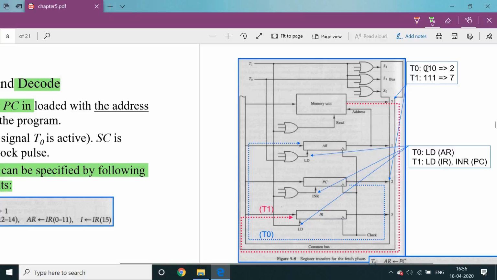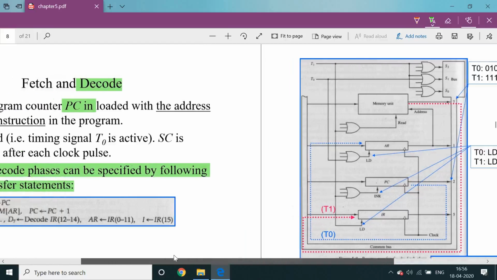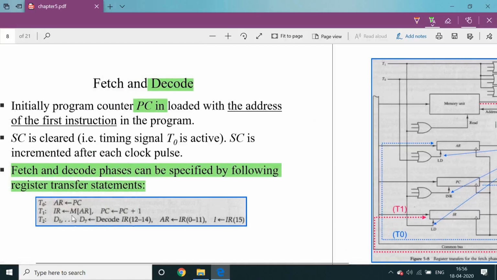In the T0 clock pulse, D2 is activated. D2 means 2 indication here. D2 means program counter. Program counter value will be loaded into the address register. See once again, T0 is the clock pulse, 010 is the decoded value. That means D2, the timing signal, D2 T0. So what is the operation performed by this action? PC is transferred to AR, first one, action 1.